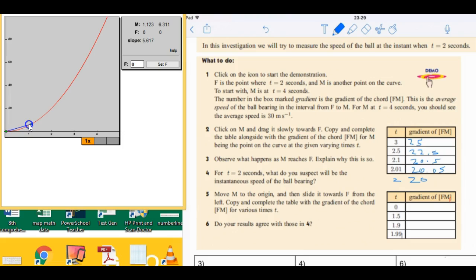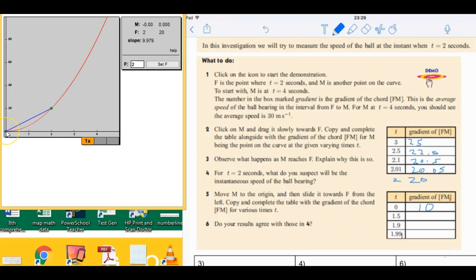So let's see. I'm going to put M at 0, and I'm going to put F at 2. So F is going to be at 2, and M is going to be at 0. And I can see that my slope is 9.979. It's about 10, right? So I'm going to put that my slope is 10 there.